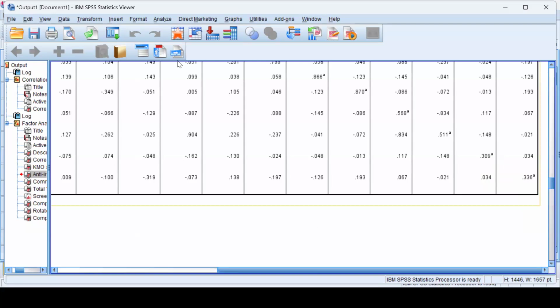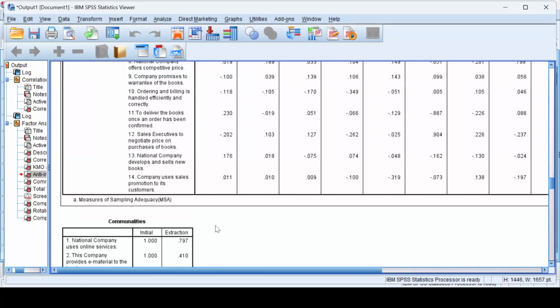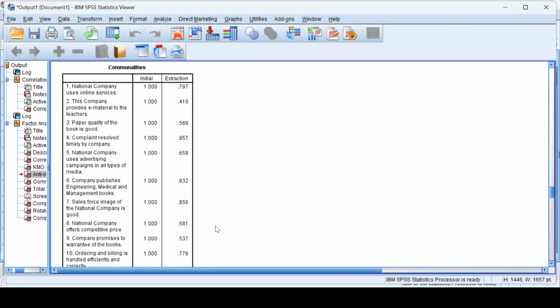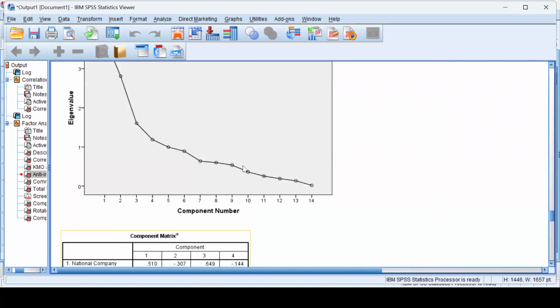ठीक है, ये हमने इसका इंटरप्रेट किया. चलिए अब हम क्या करेंगे, इनको हटाएंगे क्वेश्चंस को. ये क्राइटेरिया एक तरीके से हटाने का क्वेश्चंस का. Now we will check the communalities. Communalities basically the square, this is my factor matrix.